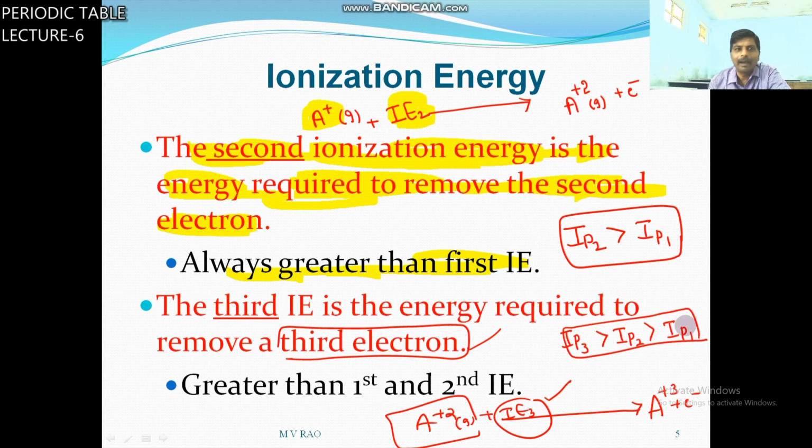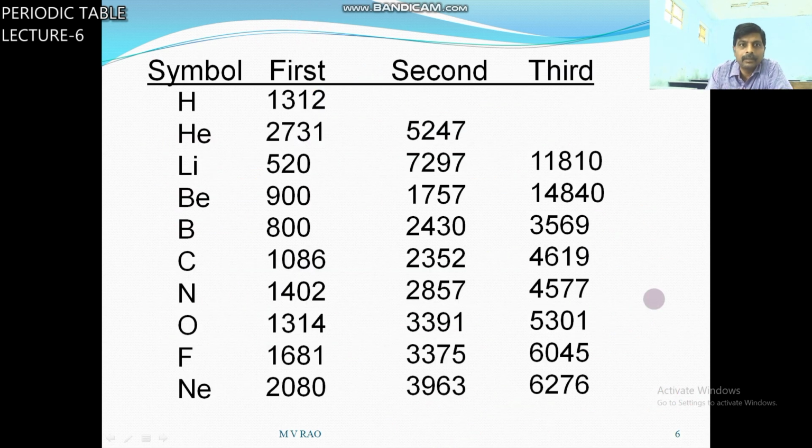For an element, how many IPs are possible? Theoretically, for example, carbon can have 6 ionization potentials because its atomic number is 6. In hydrogen there is only one electron, so only first ionization enthalpy is possible because its atomic number is only 1. In case of helium, its atomic number is 2. Both IP1 and IP2 are possible.